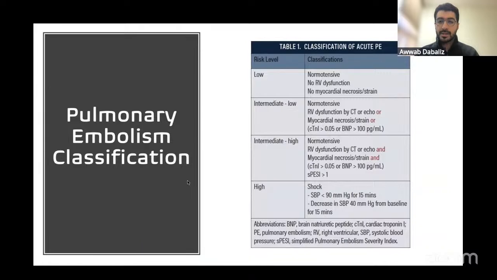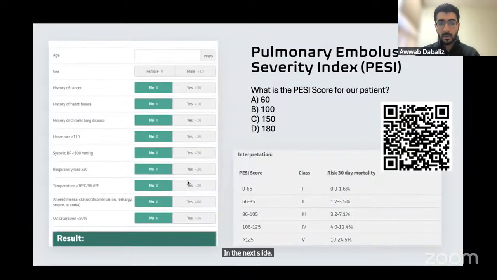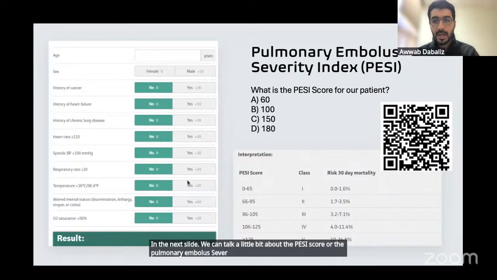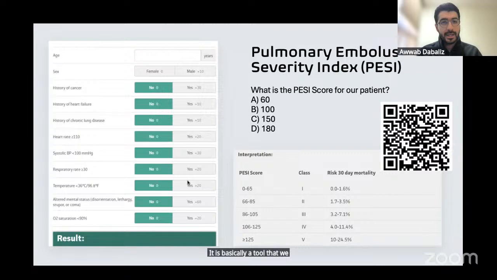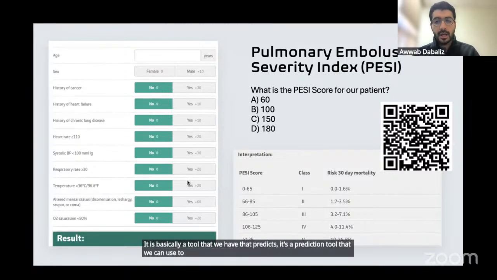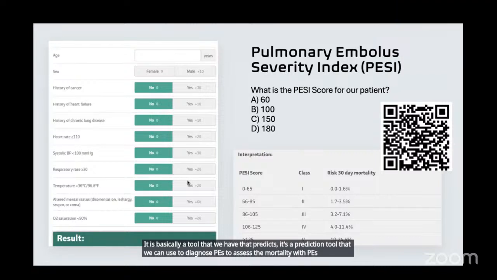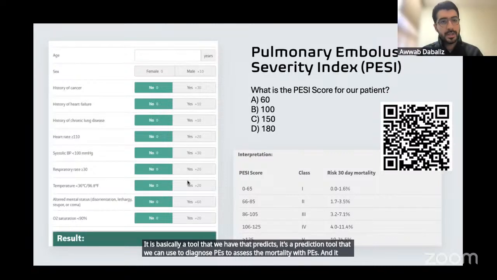In the next slide, we can talk a little bit about the PESI score, or the Pulmonary Embolus Severity Index. It is a prediction tool that we can use to assess the mortality with PEs. And it helps us triage patients. It helps us figure out disposition of patients and the different treatment pathways.